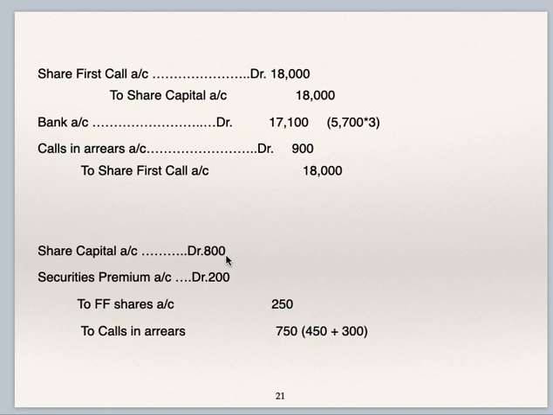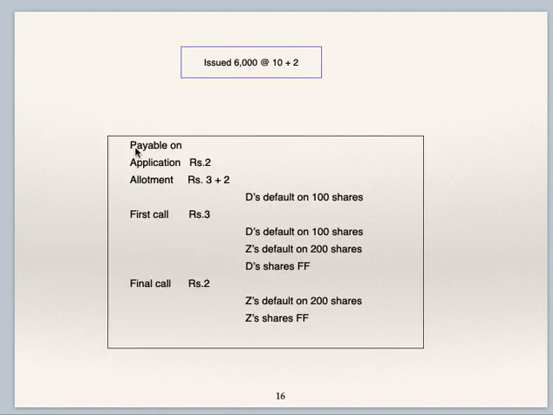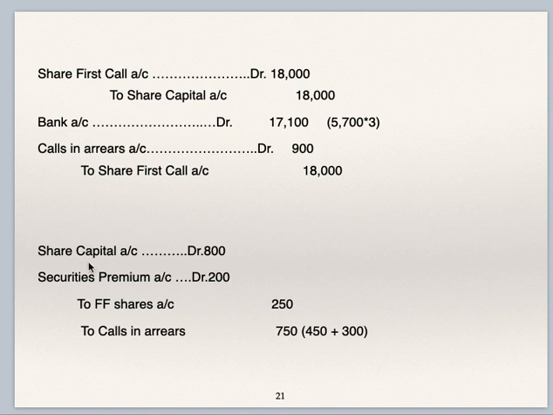So application plus allotment plus first call, if you add, it is 8 rupees. Application 2, allotment 3, first call 3. 2 plus 3 plus 3 is 8. Share capital account debit 100 into 8. Securities premium account debit 100 into 2. You have to debit securities premium account in forfeiture entry because he has not paid securities premium. If securities premium is not paid, then and only then securities premium account would appear in forfeiture entry.